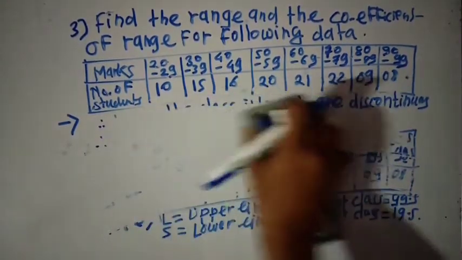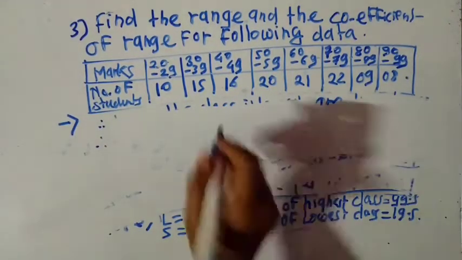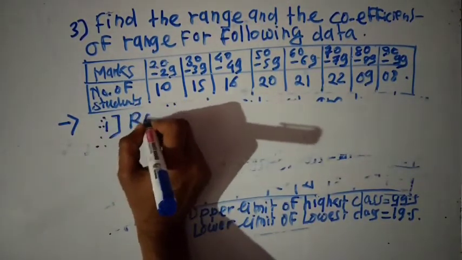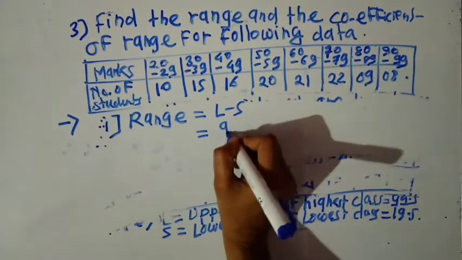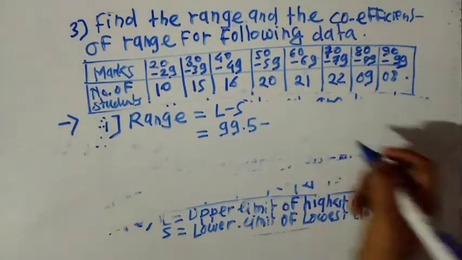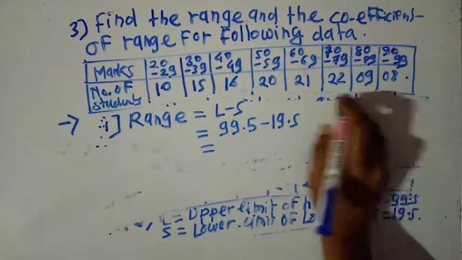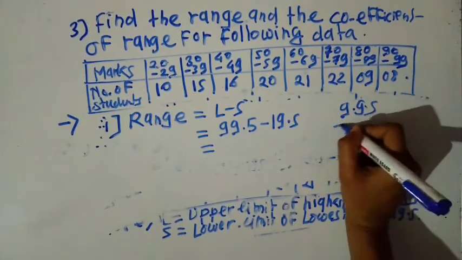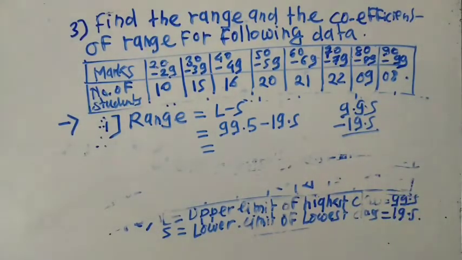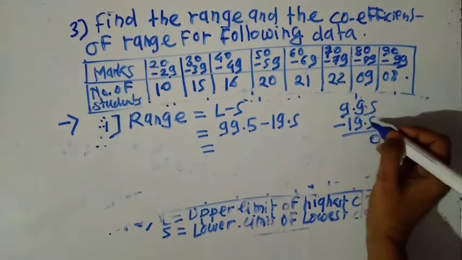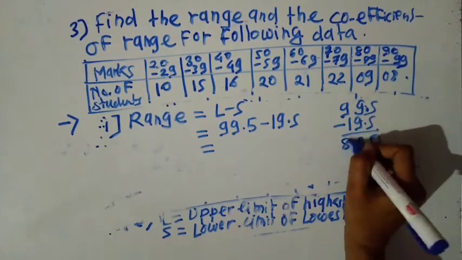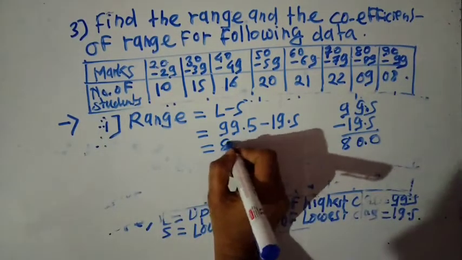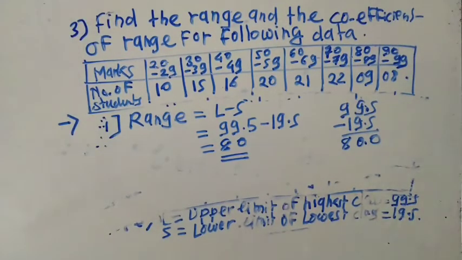So first of all, we find out the range. Range is equal to L minus S, which means 99.5 minus 19.5, is equal to 80. So 80 is the range of this data.